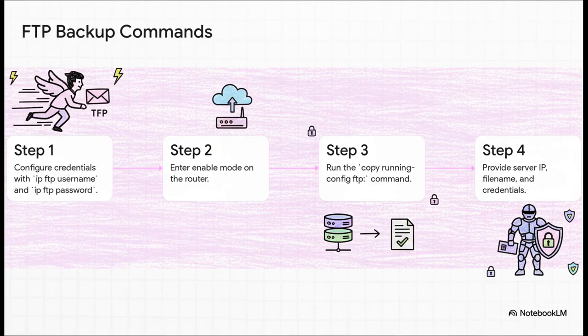So here's how it works with FTP. See, it's a 2-step process. First, you have to configure the router itself with the username and password that the FTP server is going to ask for. Only after you've done that can you run the copy command. It looks pretty similar to the TFTP one, but it's all happening in a much more controlled, authenticated way.